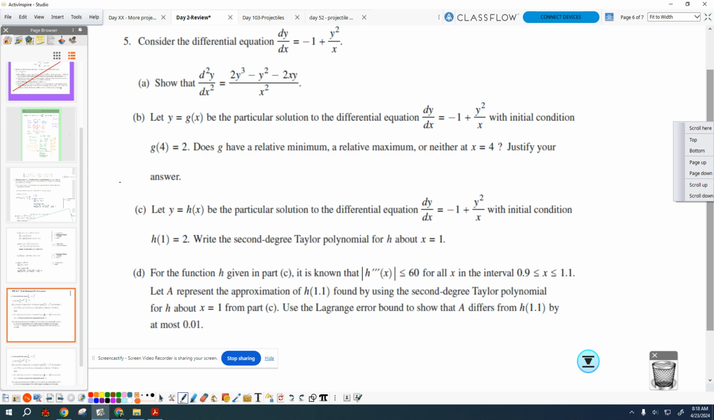Y cubed minus... Great, I got it. Oh, that's how they got that. dy/dx is the actual equation. Oh, we plug it back.